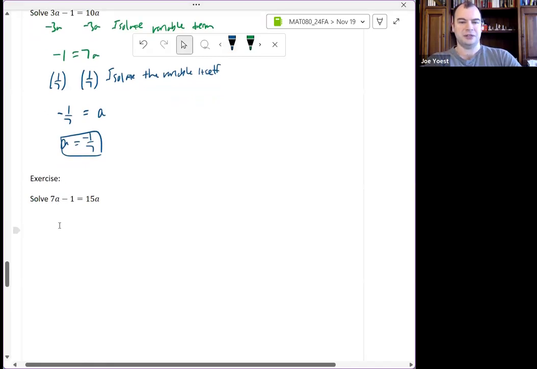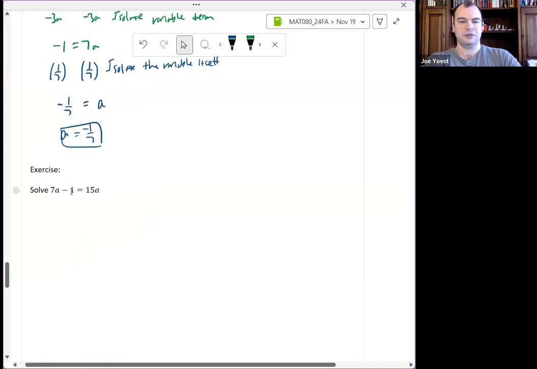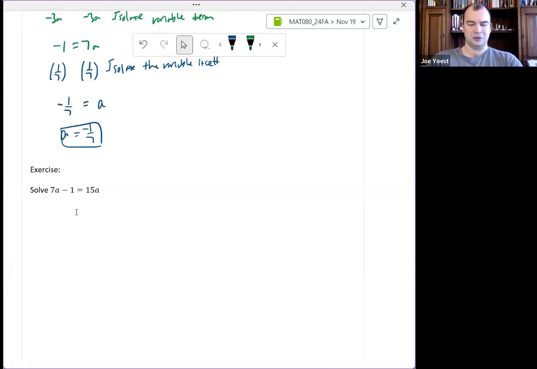So just one exercise. Solve 7a minus 1 equals 15a. Let's take maybe 30 seconds for it. So I think this should go pretty quickly at this point. We've seen a few of these. So about 30 seconds, we'll come back and work through the solution.